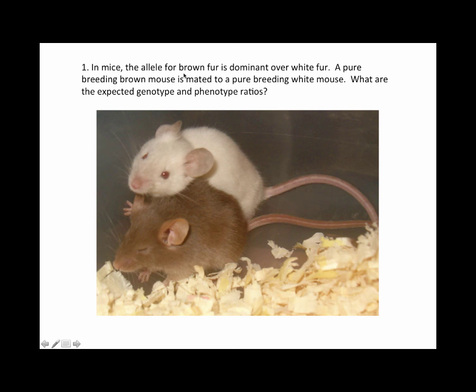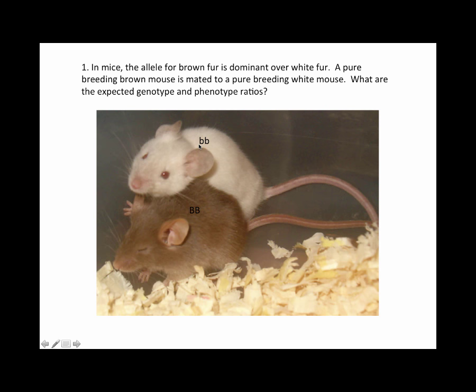Okay, so we got a brown mouse, and it is pure breeding, which means that it has no alleles other than for brown. And the white mouse is also pure breeding, and so when you mate it to other white mice over a long period of time, you don't get anything but white mice, which means that all they have is the white fur gene. So you mate these two, and the brown mouse is obviously homozygous big B.